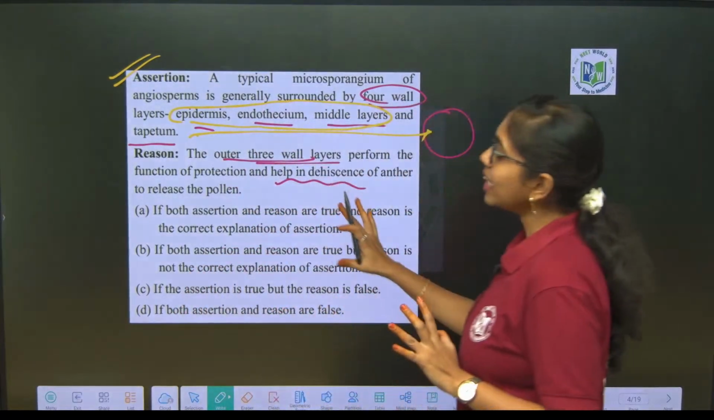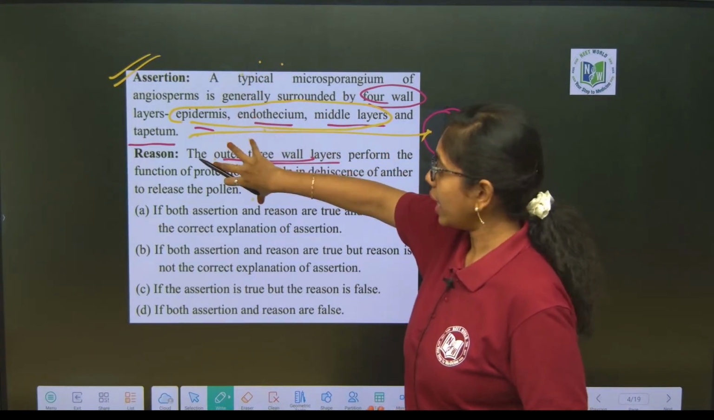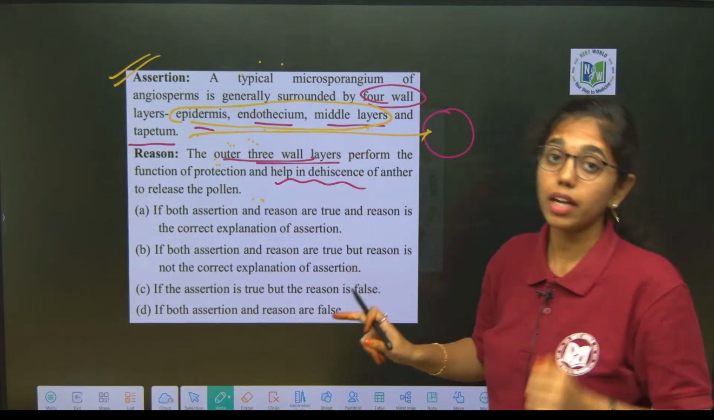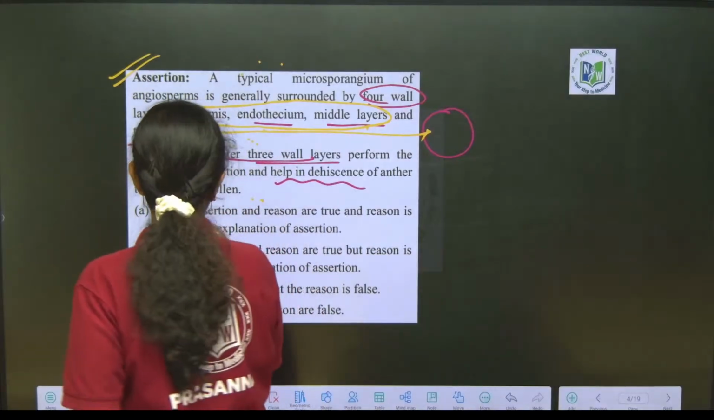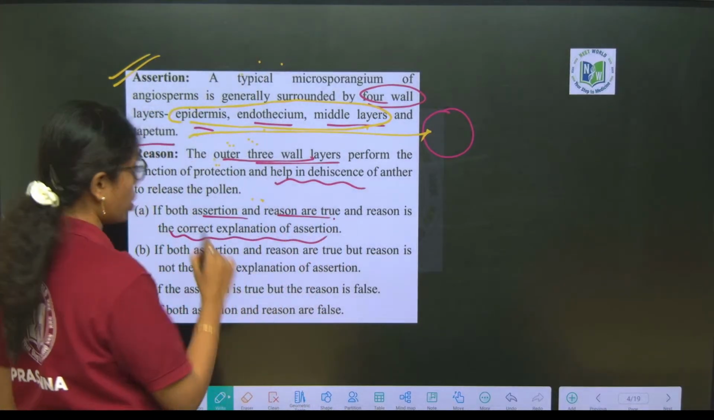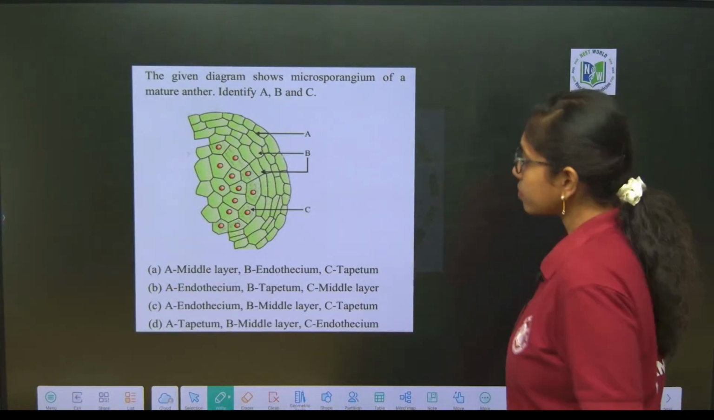In this case, what you have to choose: both assertion and reason are true, and in the reason a clear explanation of the outer 3 wall layers is given. So you have to go with both A and R are true and reason is the correct explanation of assertion. Option A will be the right answer. Next question, this you see.